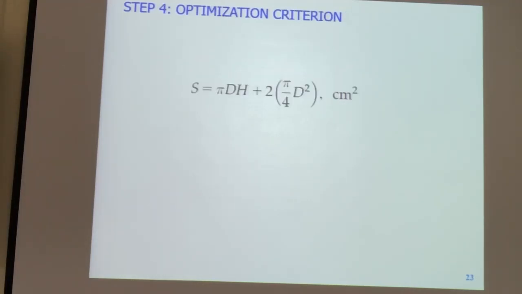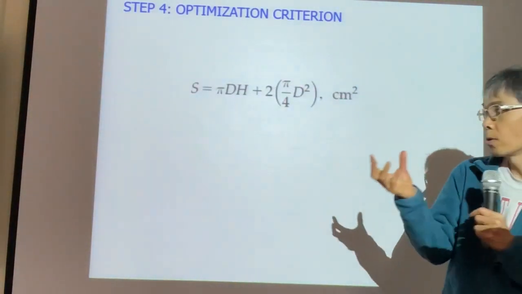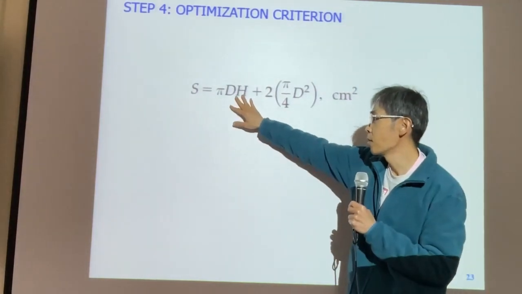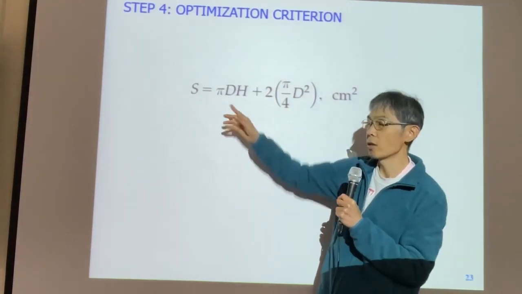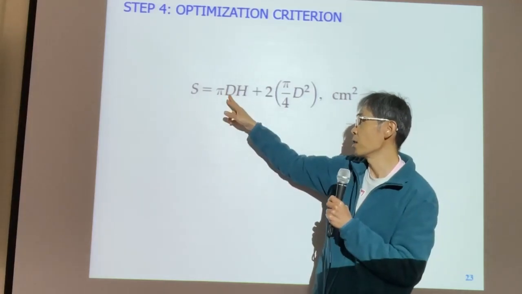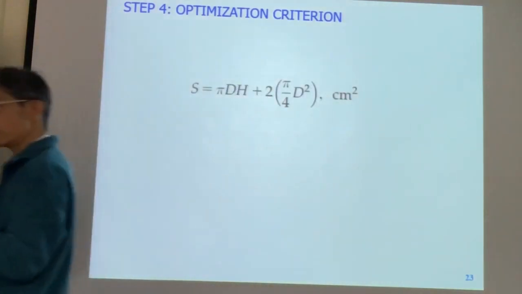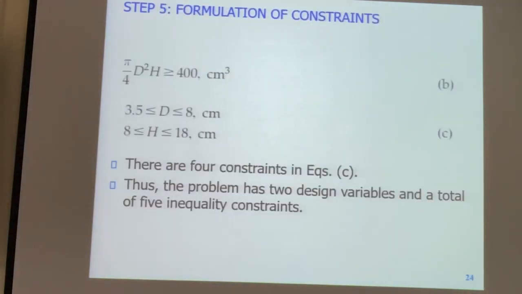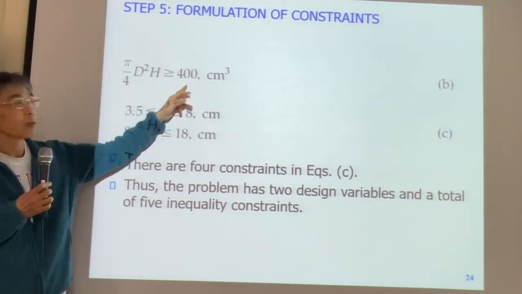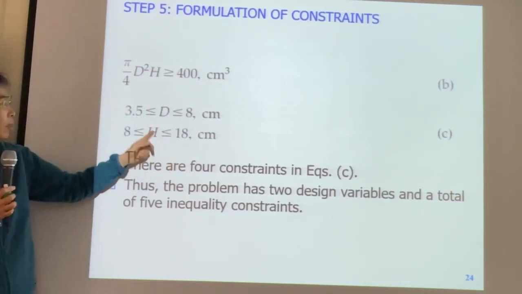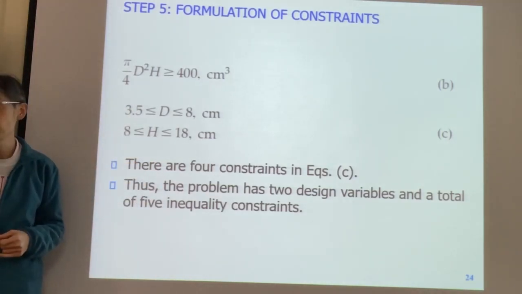Step 4, objective function. See, we want to minimize the surface area. So this is the surface area, the top and bottom area times 2. And this is the circumferential area, pi d h. So this is the objective function. Step 5, constraints. Okay, constraints. Volume should be not less than 400. Okay, so constraint. Then diameter constraint, height constraint. Okay, so we got the formulation.